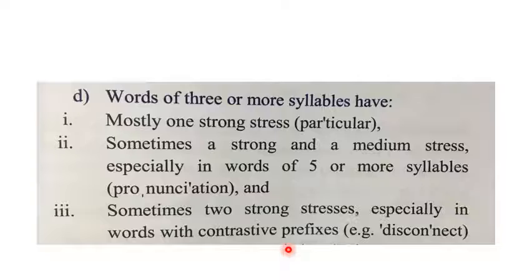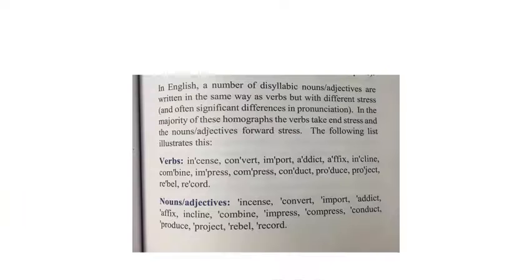زي كلمة disconnect disconnect. تمام. إذن two strong stresses on the first and the third syllables or the first and the last syllable. تمام. ليه؟ لأنه هذا prefix أعطاني عكس كلمة connect connect disconnect. تمام. إذن أغلب الأحيان one strong syllable, sometimes واحد strong واحد medium, sometimes اثنين strong, and you have some examples here.